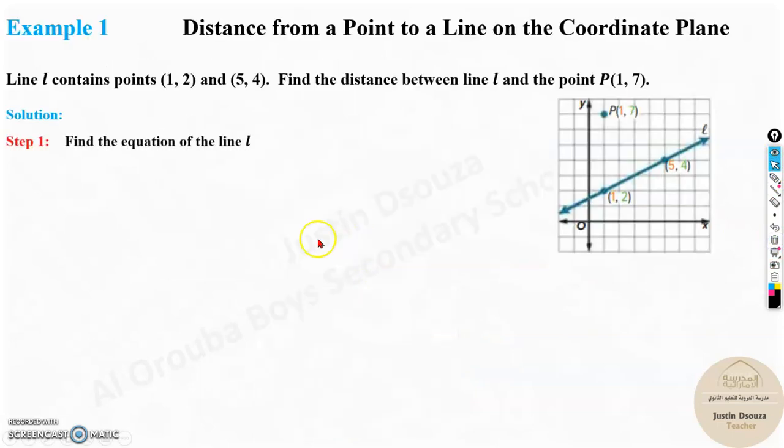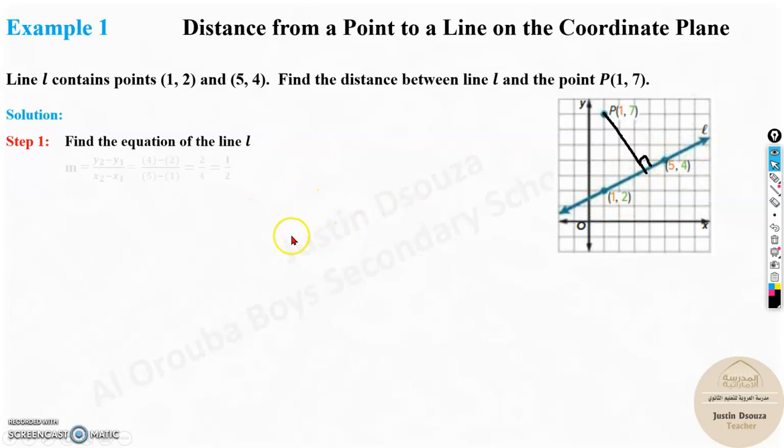Now we will solve some problems. Line L contains points (1, 2) and (5, 4). You can see it over here in this line. Find the distance between line L and the point (1, 7). When they say distance, we need to find the shortest distance, or the perpendicular distance. Now, how do we do that? First, we need to find the equation of this particular line.